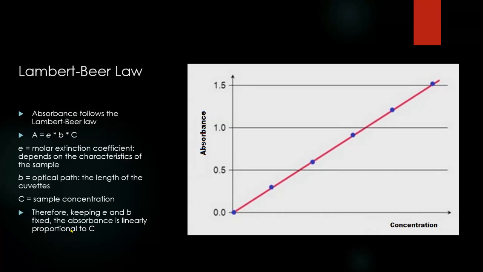Therefore, if we keep E and B fixed, so the compound is always the same and the optical path is always the same, the absorbance is linearly proportional to C, as you can see in the graphic. With the increase of the concentration, there is an increase of the absorbance.